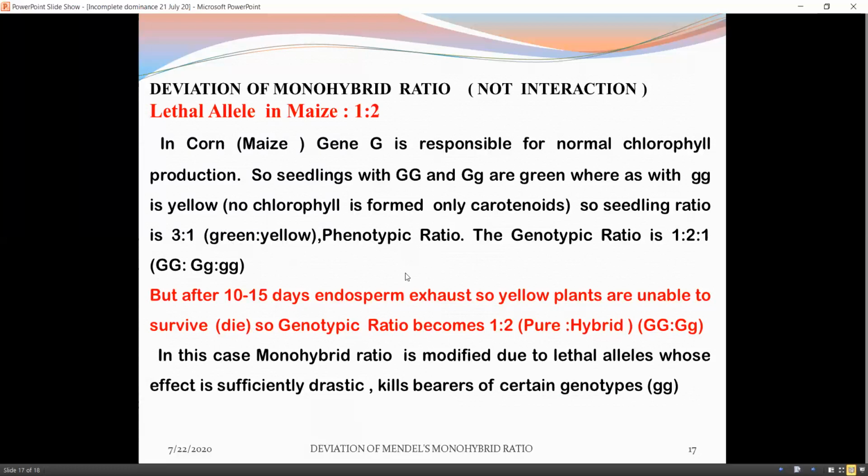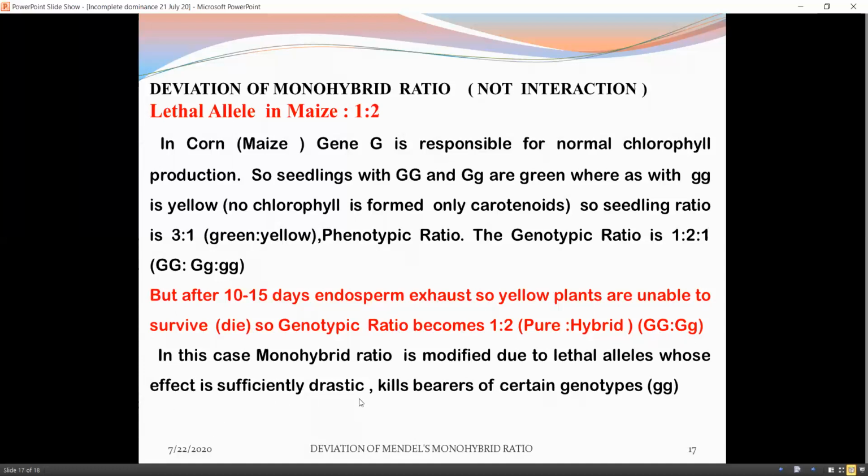That is the phenotypic ratio. The genotypic ratio is 1 is to 2 is to 1, that is capital G capital G to capital G small g to small g small g. But after 10 to 15 days, the endosperm exhausts, so yellow plants are unable to survive and die. So the genotypic ratio becomes 1 is to 2. That is pure and hybrid, because small g small g plants die. So the ratio of capital G capital G and capital G small g, that is pure and hybrid, becomes 1 is to 2.